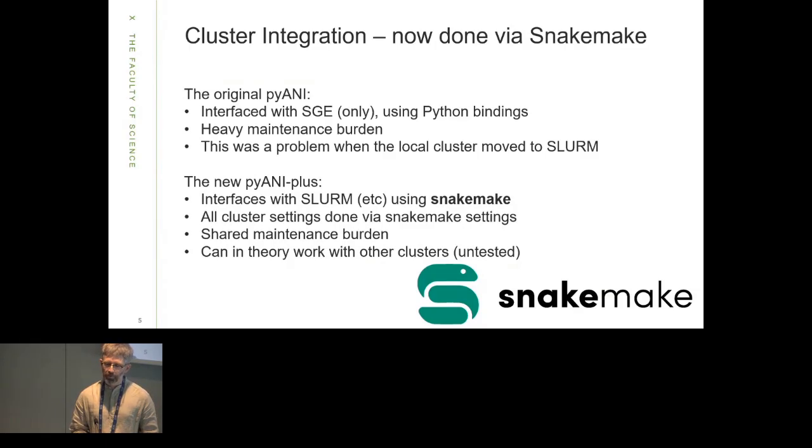This time around, we are leveraging SnakeMake. So SnakeMake is normally used as a workflow system, but you can call it as an API, and we're using that internally. And SnakeMake can talk to various cluster systems. And in particular, it talks to Slurm, and that's what we've used it for. It's tested on 2 different Slurm clusters.